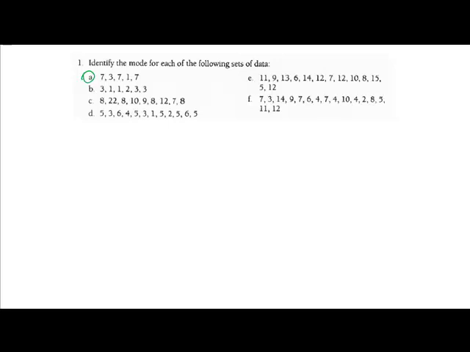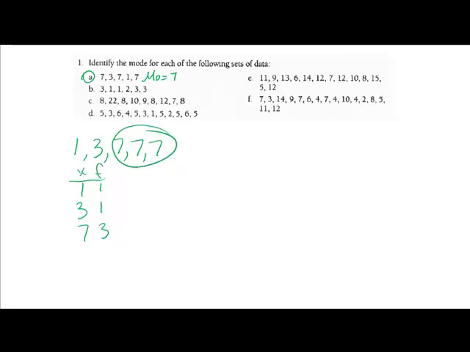A has 5 numbers. It has a 1, a 3, a 7, a 7, and a 7. So the number 1 appears 1 time, the number 3 appears 1 time, and the number 7 appears 3 times. So which number is the mode? The mode is 7. It appears 3 times out of the 5. So this isn't that difficult. Again, it's a counting exercise.